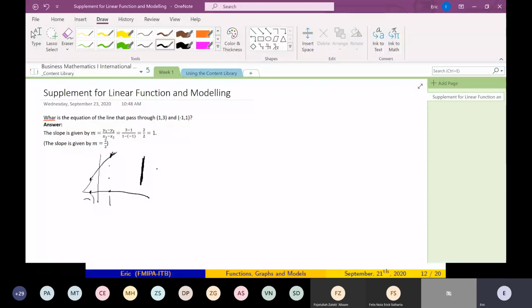So this change is from 1 to 3, that's 2, and this change is 2. So if you go 2, you will go up 2. So the slope is given by 2 over 2. Okay. So don't forget, because this is increasing, it is plus. So you have +1.